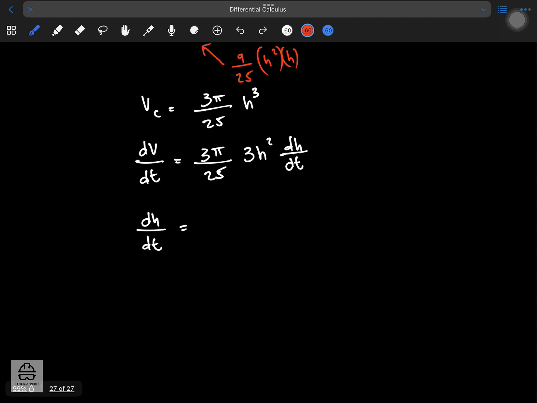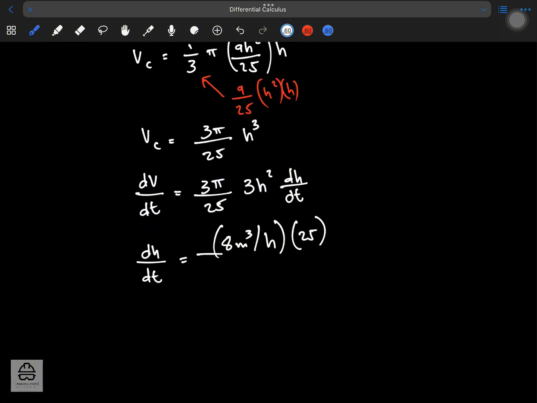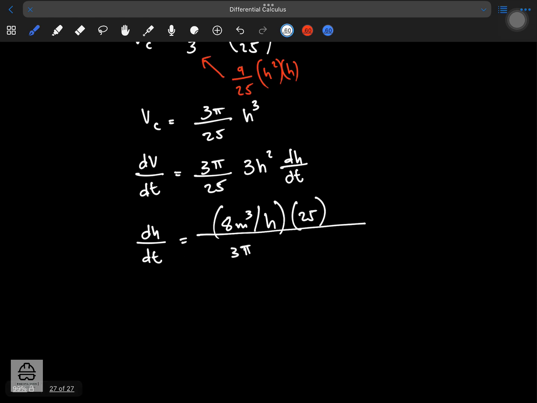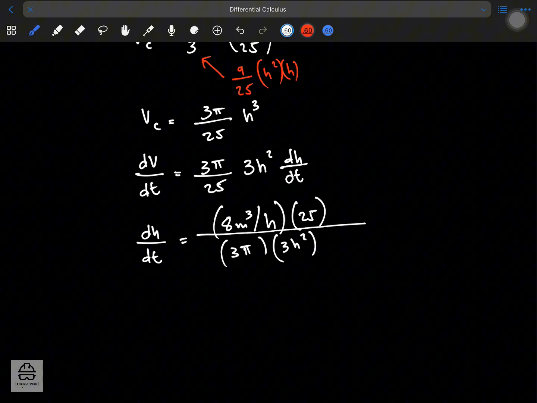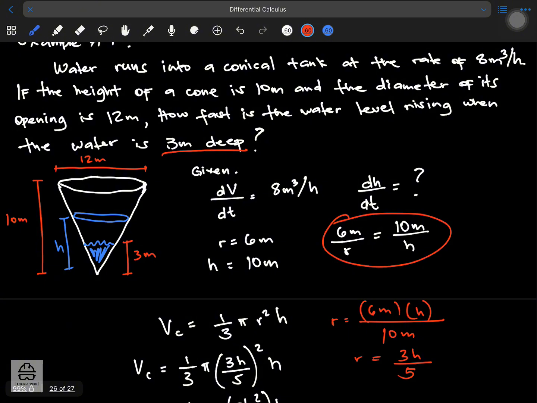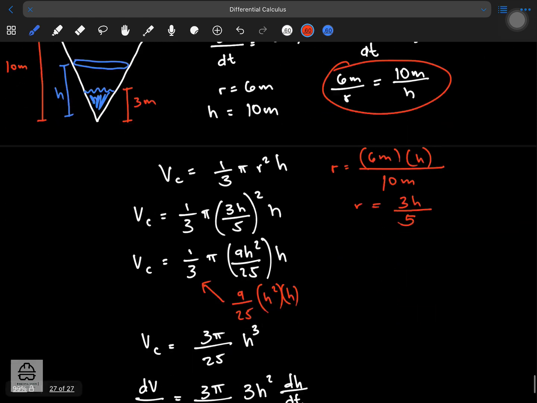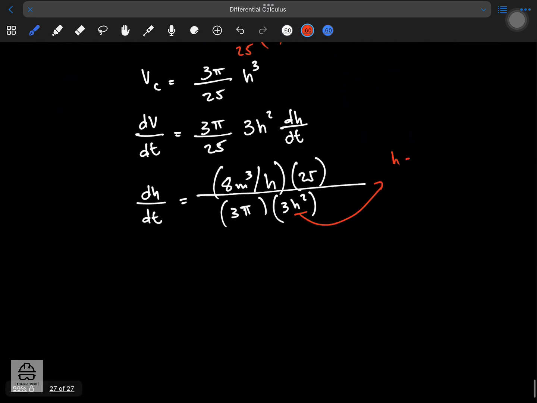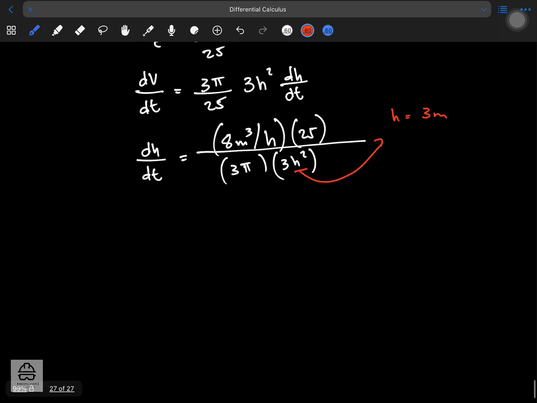So let's rewrite na lang. That's 8 cubic meters per hour times 25 divided by 3 pi multiplied to 3h squared. And please take note here that our h, or our height, is already in the problem. We have here 3 meters deep. How fast is the water level rising when the water is already 3 meters deep? So therefore, our height here is equal to 3 meters. Okay? So let's plug in the value.